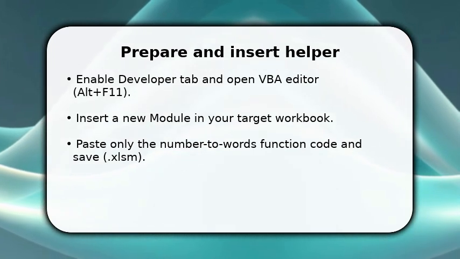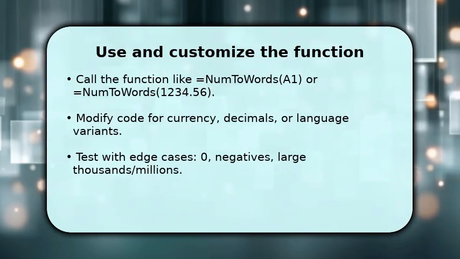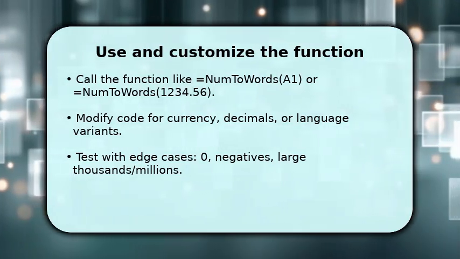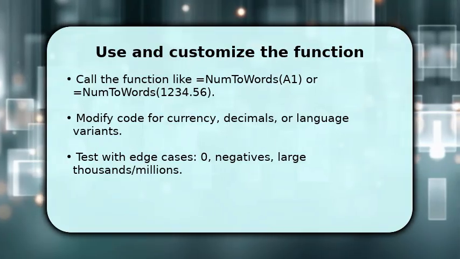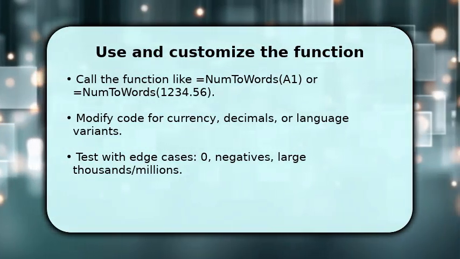Now you call that function from the worksheet. For example, type equals num to words, A1, or pass a literal like equals num to words, 1,234.56. You can customize the VBA code to format currency words, control decimal handling, or add language rules.